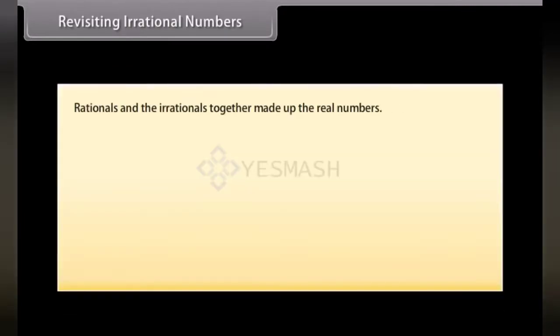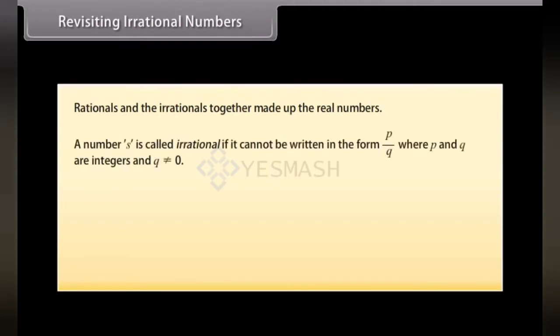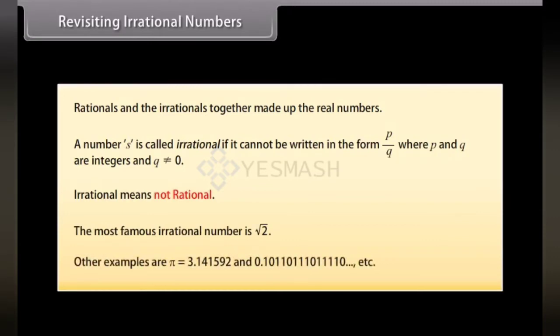Revisiting irrational numbers. We know that rationals and irrationals together make up the real numbers. A number S is called irrational if it cannot be written in the form p upon q, where p and q are integers and q is not equal to 0. Irrational means not rational. The most famous irrational number is square root 2. Other examples are pi, which is equal to 3.141592..., and 0.1011011110111110, and so on.